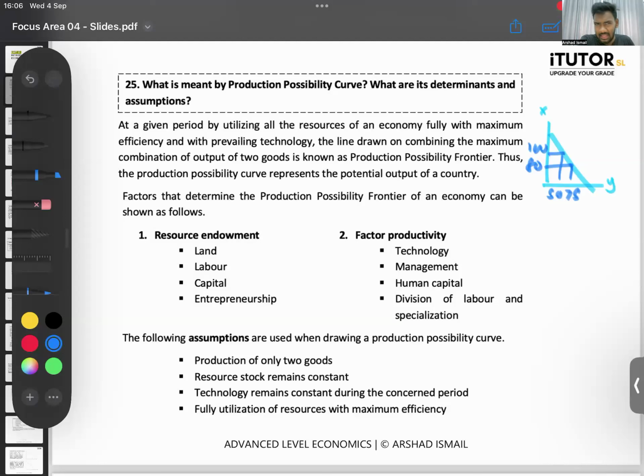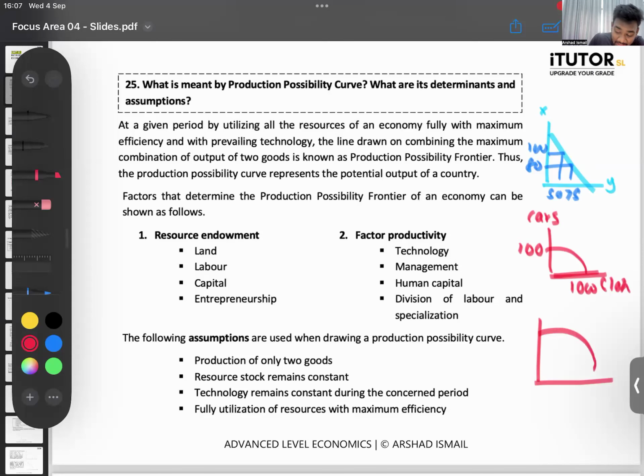So then there are the determinants of a PPC. What determines the amount of goods a country can produce? Let's take two countries. Let's say this is Sri Lanka's PPC, with cars and clothes. Let's say Sri Lanka can produce 100 cars or 1,000 clothes. Then let's take Japan's PPC. Let's say Japan can produce 500 cars, and they can produce 10,000 clothes.